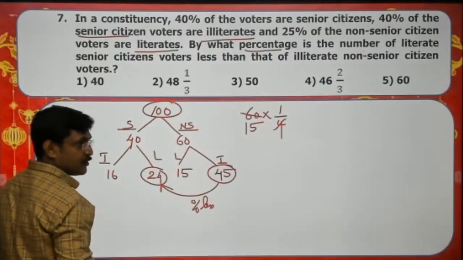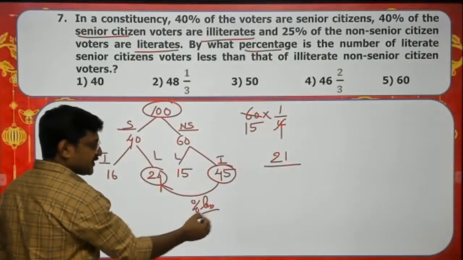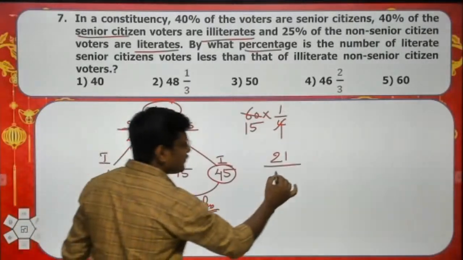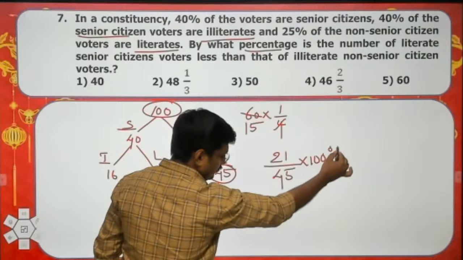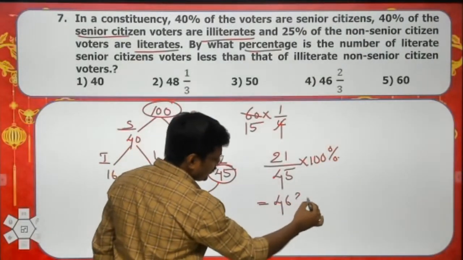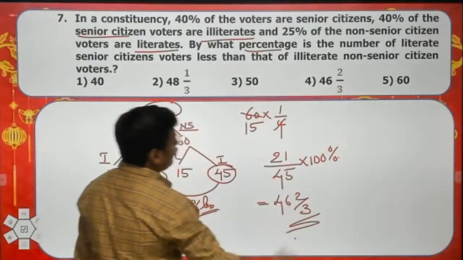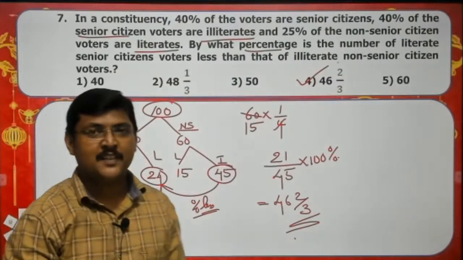So 45 and 25, the difference is 20, divided by... Since it is percentage less, the with respect to will be the larger number. So divide by 45, what percentage is it? On solving, you will get the final answer as 46 2 by 3. So for this question, the answer is option number 4, 46 2 by 3 percentage.